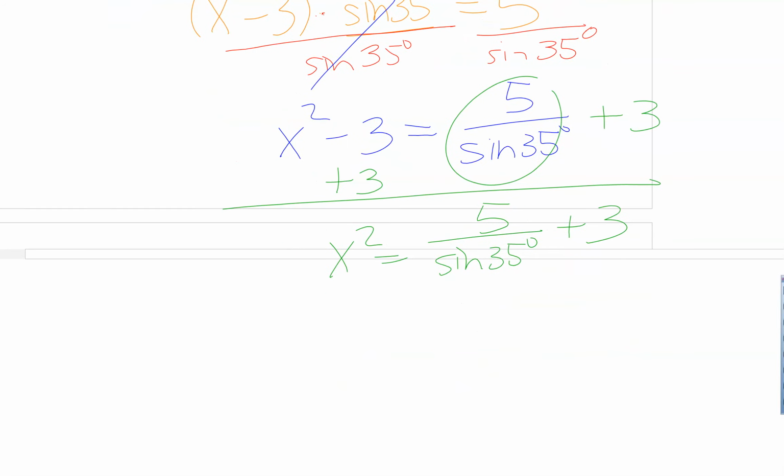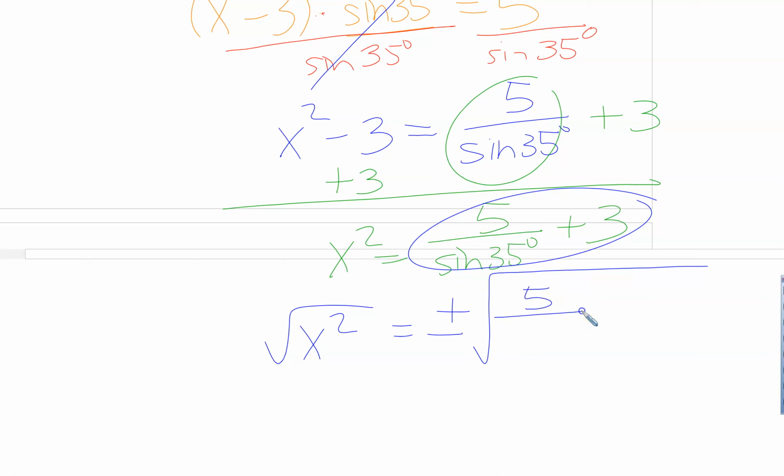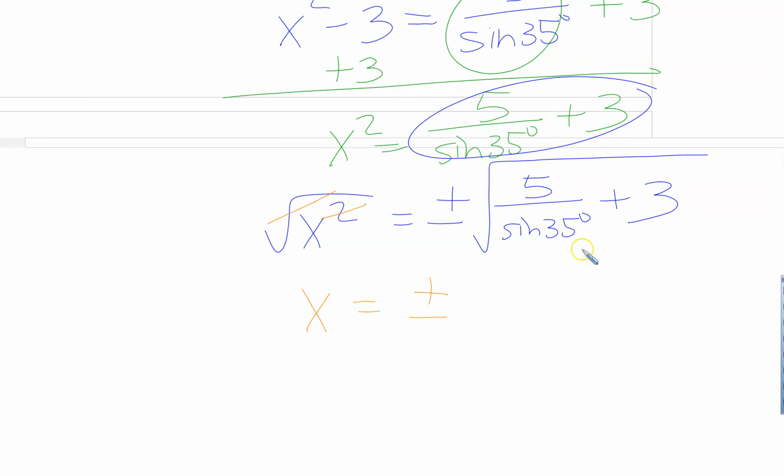And now we are going to use our square root property, take our square root of both sides, and that's going to create plus or minus the square root of everything we have over here. And so now we've got x equals, and we can use our calculator on this. So where you need parentheses.